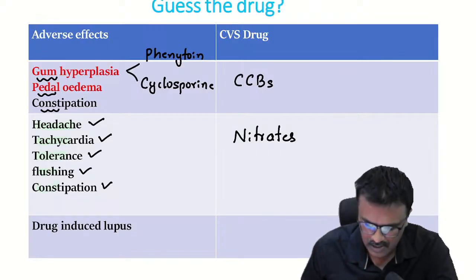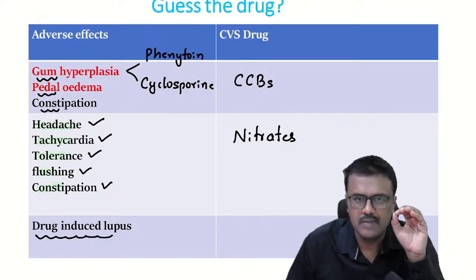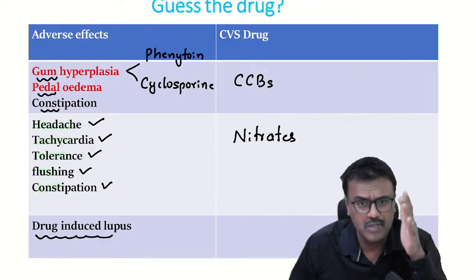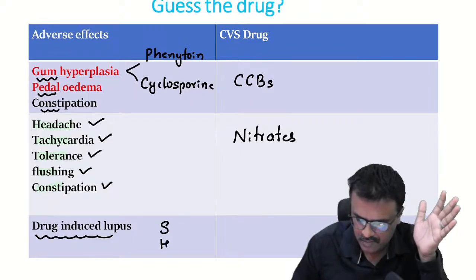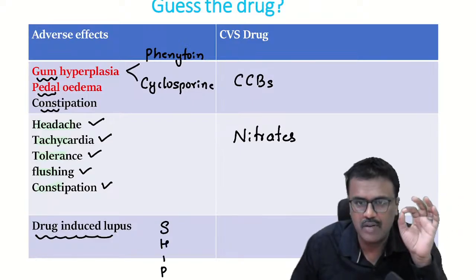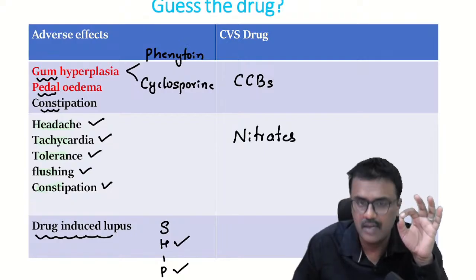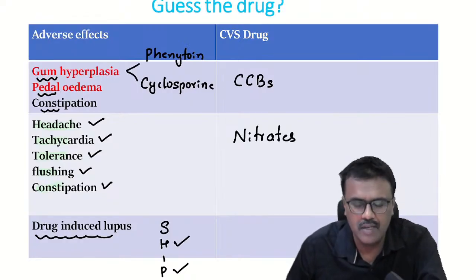Now this is a classical question, drug-induced lupus. So when we give these type of drugs, patient will develop SLE-like symptoms like malar rash, joint pain, positive anti-nuclear antibodies. But when you stop the drug, it is gone. So the drugs which cause that are SHIP drugs. What are SHIP drugs? Sulfonamide, hydralazine, isoniazid, procainamide. And most commonly it is seen with two important drugs, H for hydralazine, P for procainamide. So that is about the adverse effects which can be asked in your NEET PG exams.